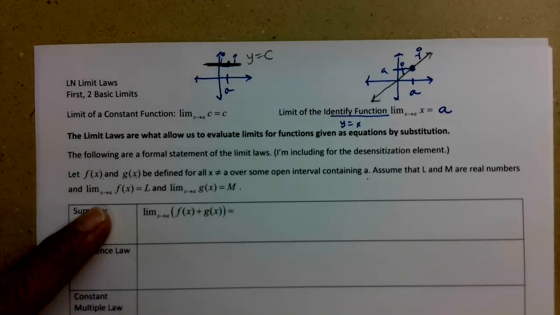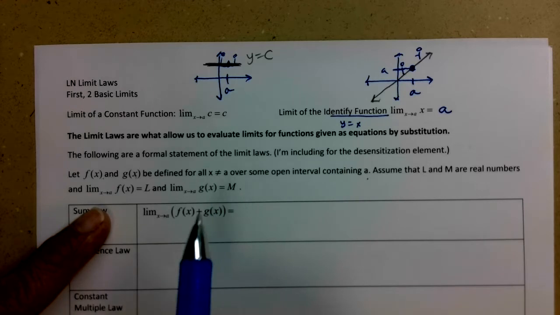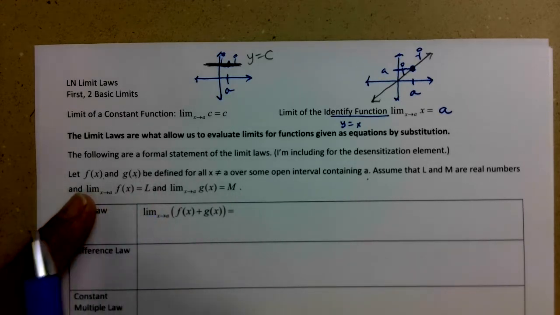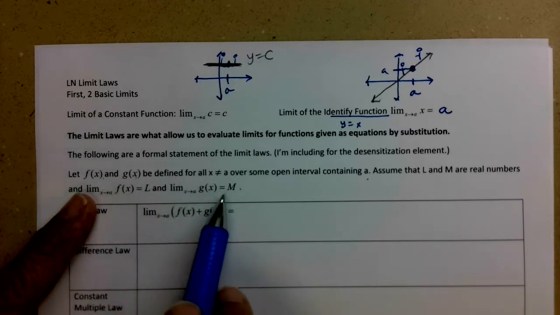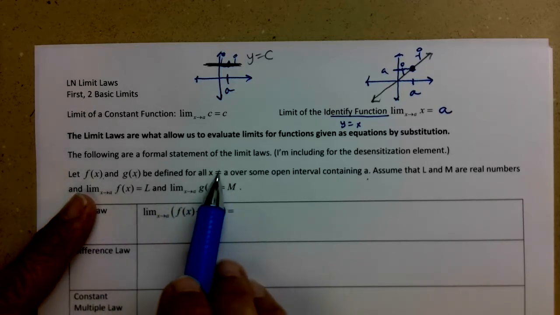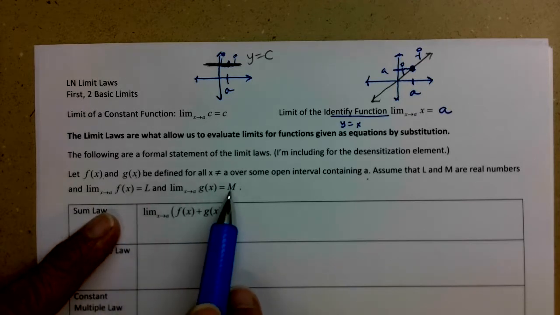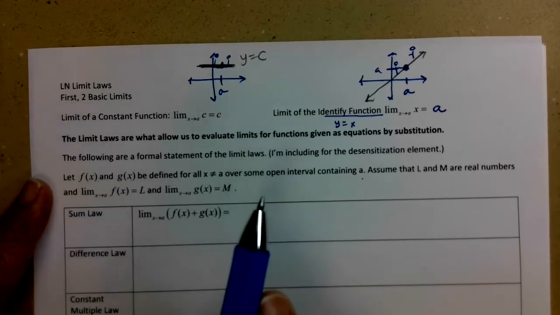Let's go over our caveats again. Your functions, f and g, two separate functions, are defined, so nothing weird is happening in the vicinity of x equals a, and the limit of f is L and the limit of g is M. Okay, so that's where we are.